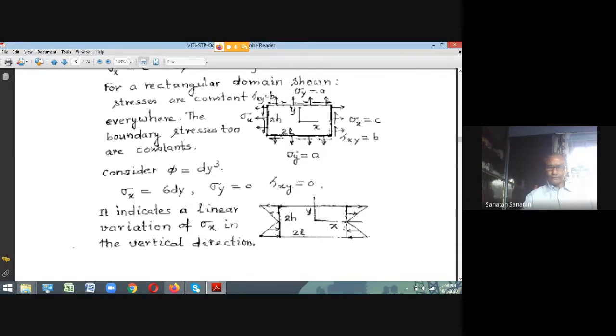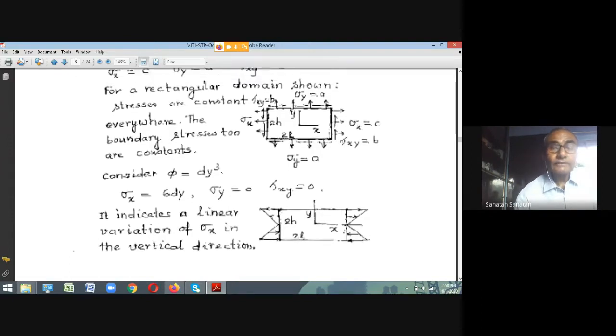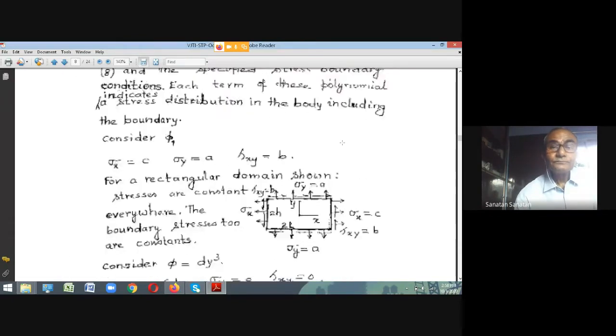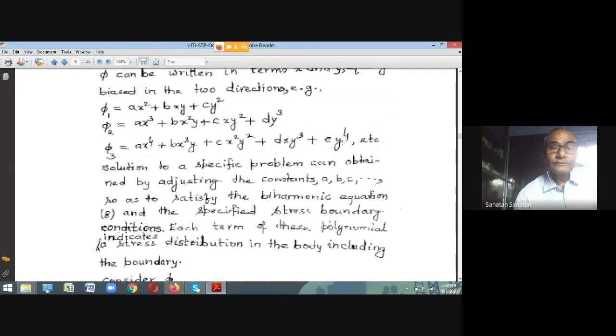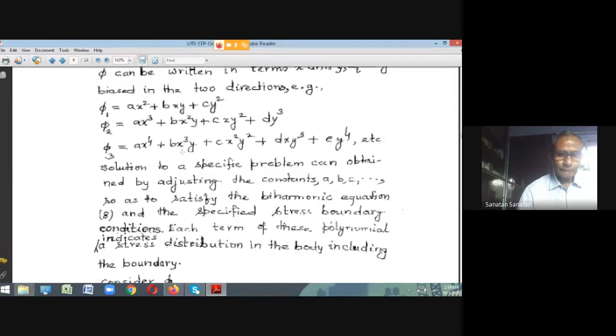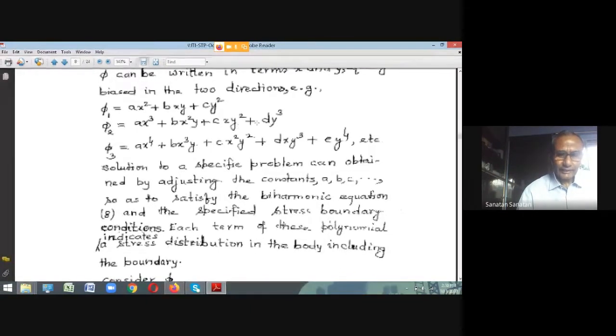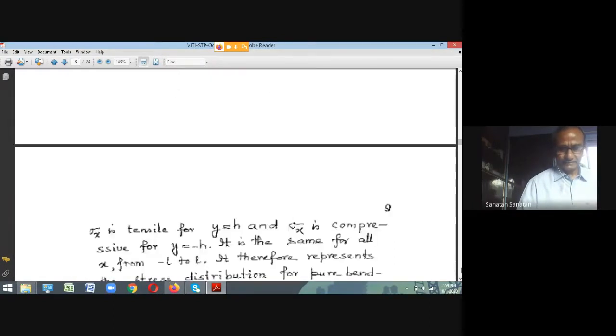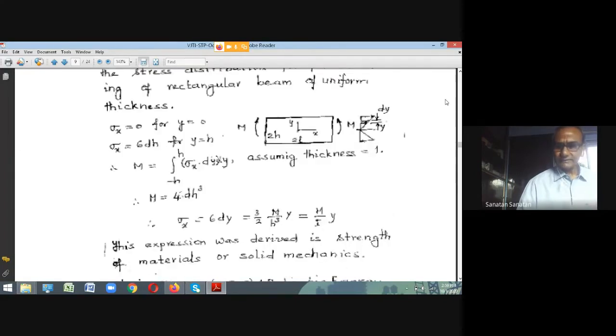Now I want to give you the polynomial in the cubic form. Let us consider this: ax³, bx²y, cxy², dy³. Simply, suppose we take just one term: we consider a equal to 0, b equal to 0, c equal to 0, and dy³ is the expression for phi. Then the stresses are given here.